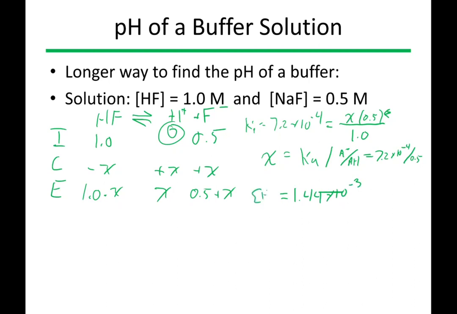This is the concentration of H plus. And so to get the pH, we take the negative log of this concentration of H plus, and this is going to be equal to 2.84. So that's one way to find the buffer pH.